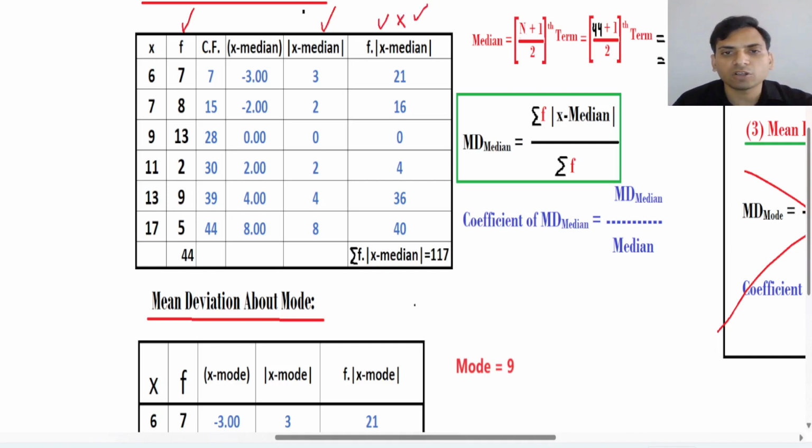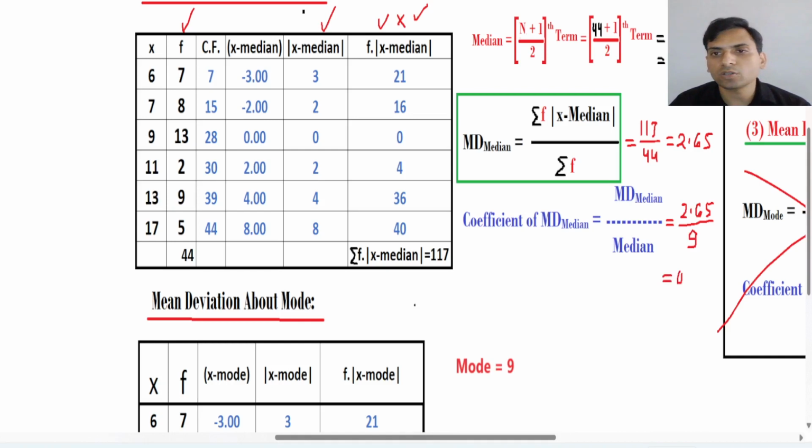Now we find the summation of this, which is 117. Now we put it in the formula and divide by summation f, again 44. So 117 upon 44 is 2.65. This is the mean deviation about median. Now we find its coefficient. This quantity 2.65, the mean deviation about median, is divided by median, which in this case is 9. So your answer for this is 0.29. This is the coefficient of mean deviation about median.